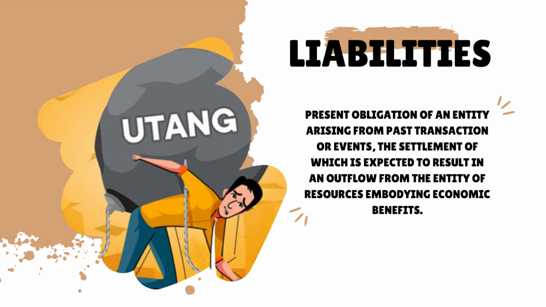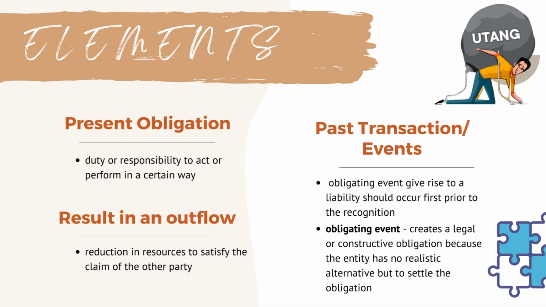So from this definition, we can now see the important elements of liabilities, which we will discuss on the next slide. So first, it is a present obligation. So we have a duty or responsibility to act or perform in a certain way. So these are obligations that you are legally bound to do. Meaning, wala pa na-satisfy mong responsibility or ara ka pa'y bayrananan. So you are legally bound to do so. So to imo siya i-fulfill or i-satisfy.